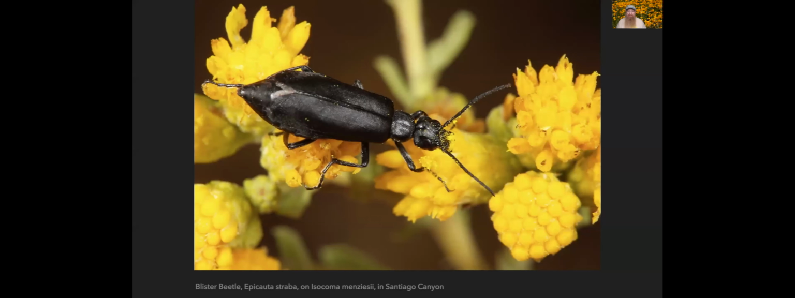Here's a pollinator from Santiago Canyon. This is a blister beetle, and you can see all the wonderful yellow dots of pollen on its head, its antennae, its legs, its body. They just get it everywhere.